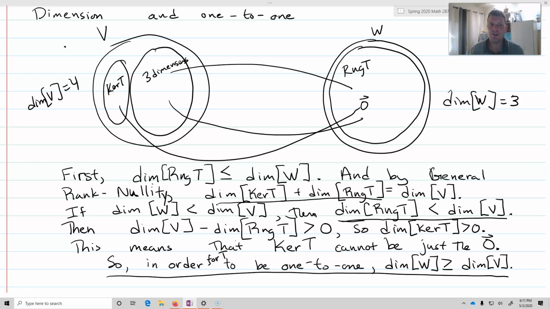Okay, so consequently, if V is bigger than W, that's the situation that we're going to have all the time. It might be 3, it might be 1, it might be 2, depending upon the size of the range, but it's always going to be at least 1. And if you have at least one vector in the kernel, it cannot possibly be the 0 vector.